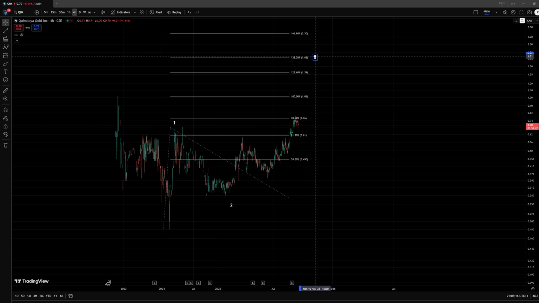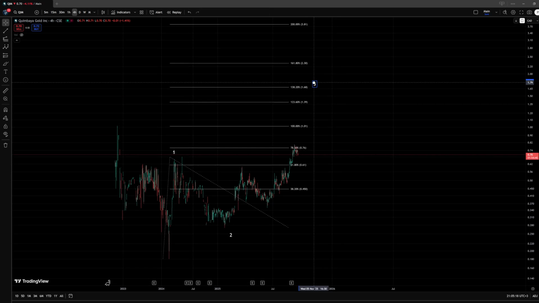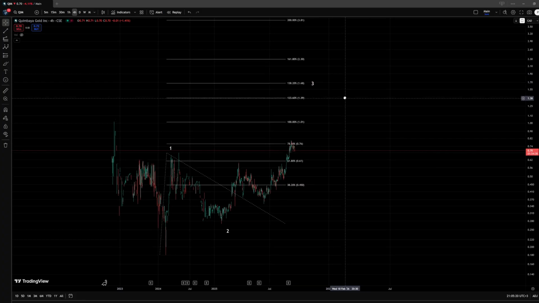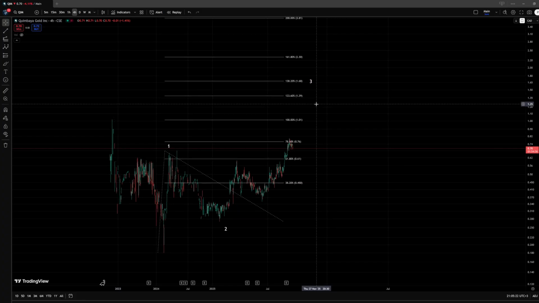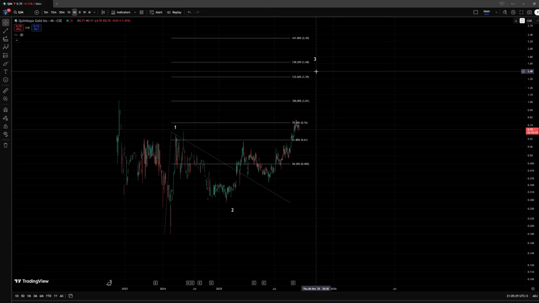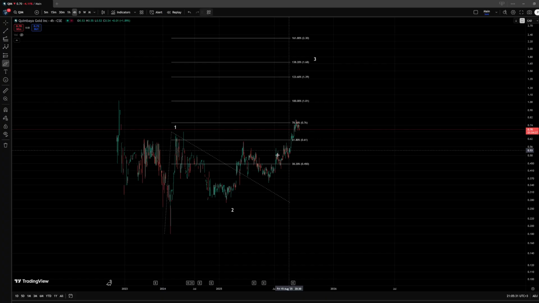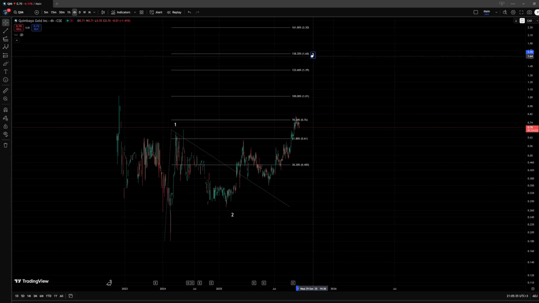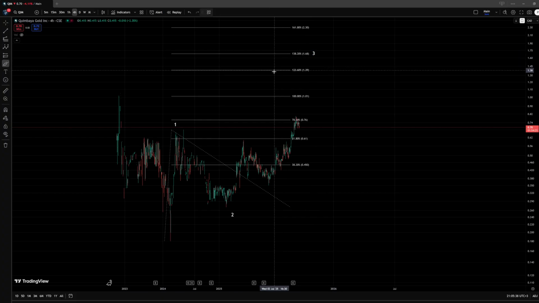Sometimes the wave 3 exceeds this target significantly, and sometimes it doesn't even quite reach it, although oftentimes when the third wave does not reach the ideal target, it is an indication that it might be a slightly different count, where the third wave didn't complete yet, or maybe it could be a wave C, something like that.